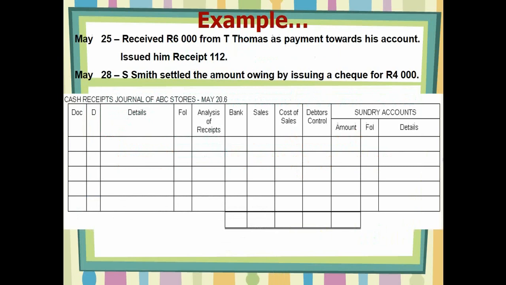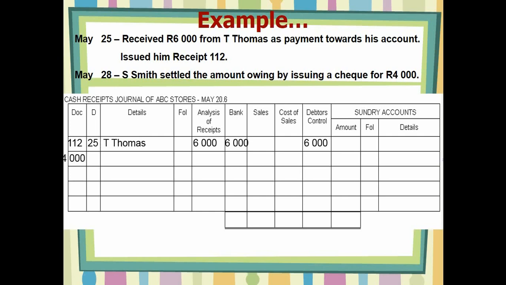So let's have a look here. On May the 25th, we received $6,000 from T. Thomas as payment towards his account, and we issued him receipt 112. Let's enter this transaction. Receipt 112 on the 25th. T. Thomas has paid us. It goes into our analysis of receipts, into the bank column, and have a look here. We now have a new column called Debtors Control. We know that T. Thomas is a debtor, so we enter it into Debtors Control.